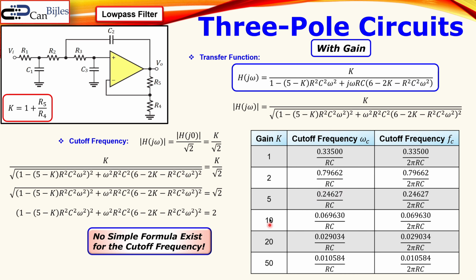And if you go to 20, so the k is 20, that means R5 over R4 will be 19. Then you have this one. So you actually see that this is changing and actually decreasing. It is of course increasing there, and then decreases, keeps decreasing if you increase the gain. And of course the same situation you also have for the cutoff frequency FC.